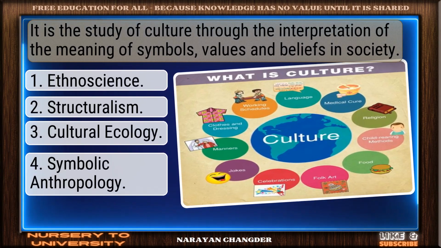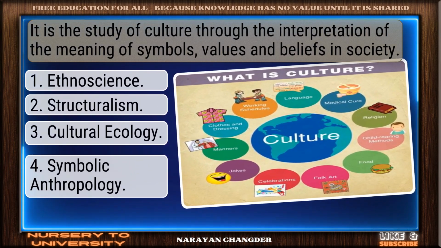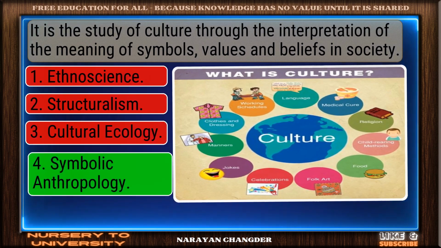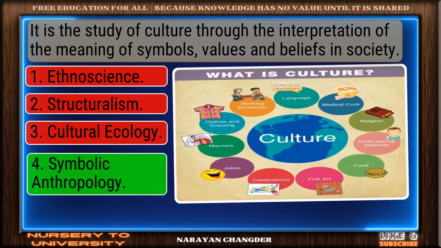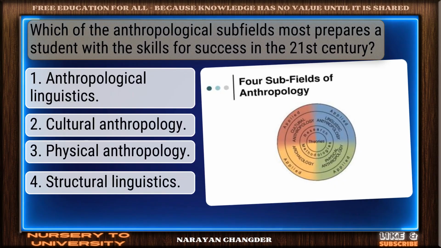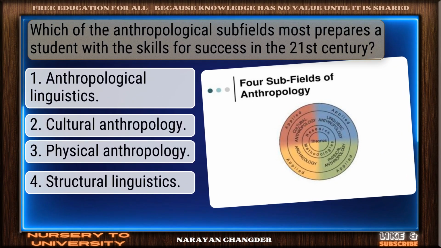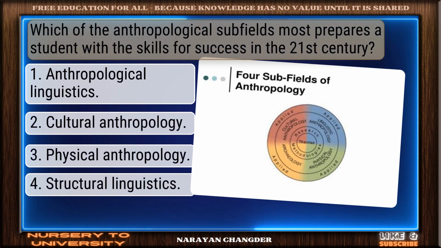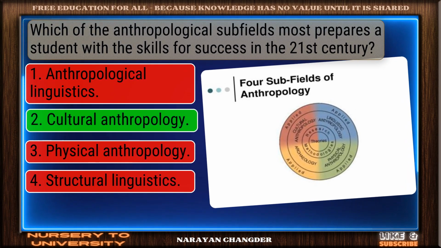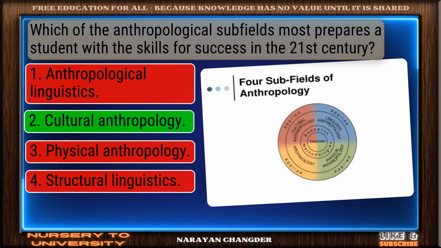It is the study of culture through the interpretation of the meaning of symbols, values, and beliefs in society. Nice work. You chose symbolic anthropology and it is correct. Which of the anthropological subfields most prepares a student with the skills for success in the 21st century? Correct. Cultural anthropology is the right answer.